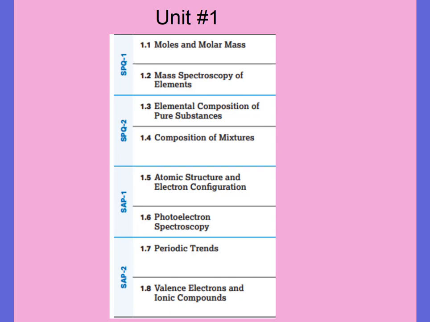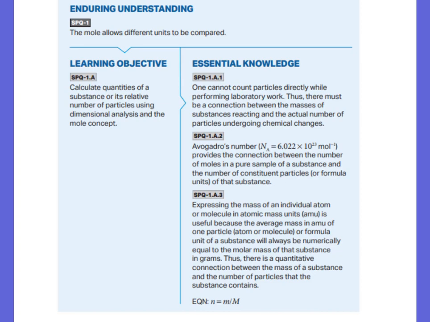In Unit 1, we're going to be talking about moles, molar mass, mass spectrometry, the composition of pure substances versus mixtures, electron configuration, PES diagrams, trends, and how valence electrons affect properties. So the first thing will be moles.